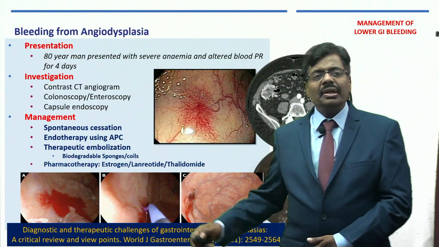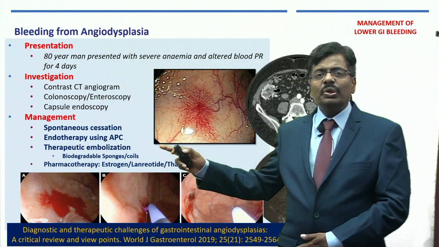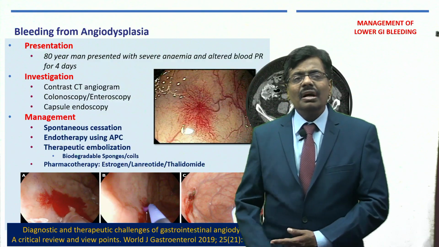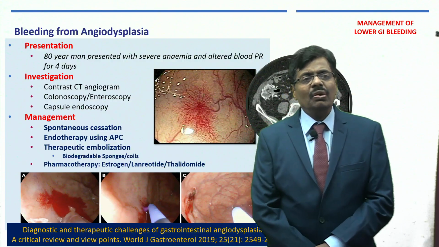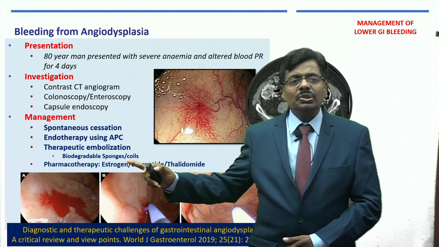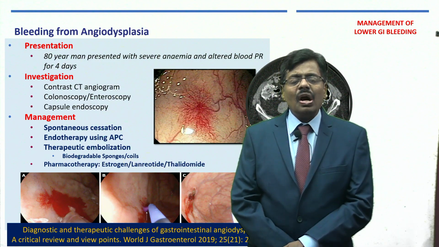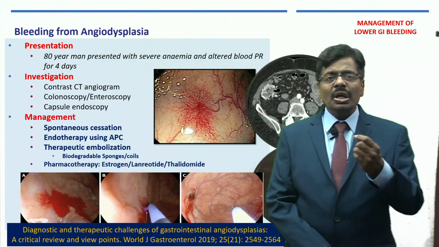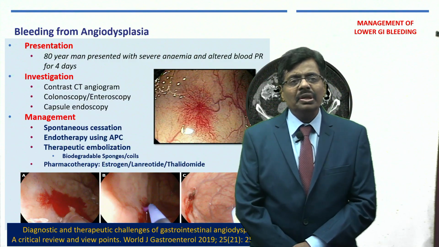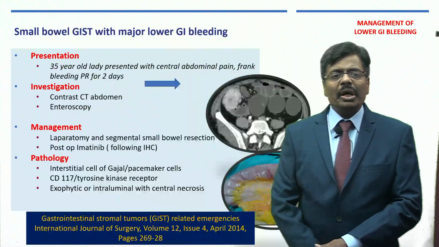Again, spontaneous cessation of the bleeding is the norm, in 80% of the people, but if you are going to do an endotherapy, the ideal best way is an APC, or consider therapeutic embolization also, and there are people using biodegradable sponges and coils for that. But recurrence is common in these situations, or if they have multiple angiodysplasia, you may have to consider some pharmacotherapy like estrogen or lanreotide or thalidomide.